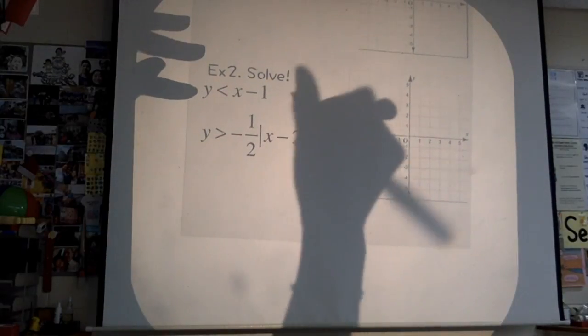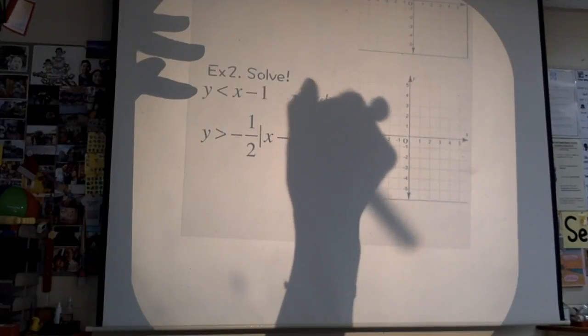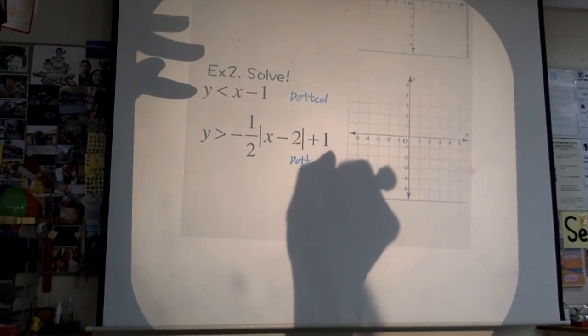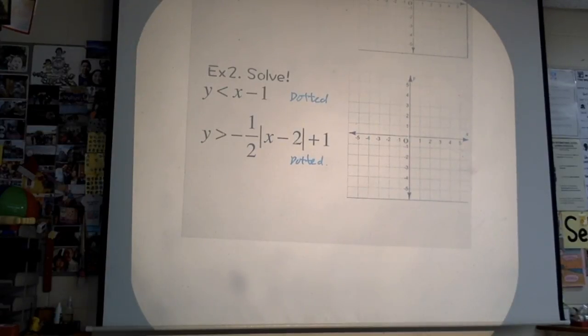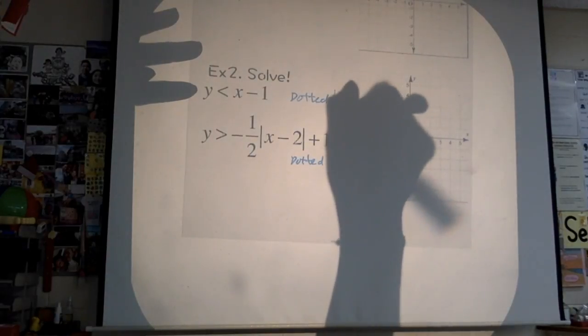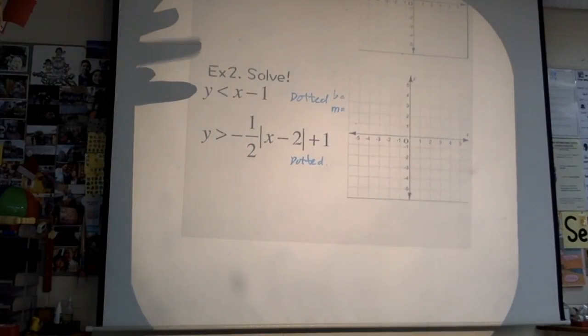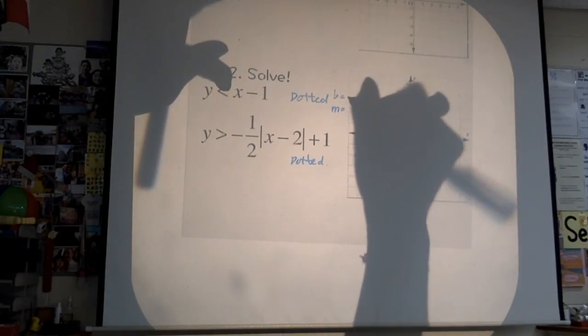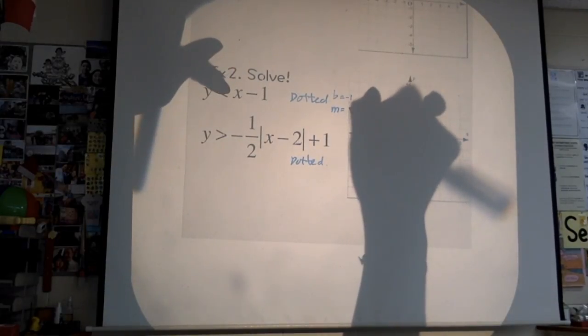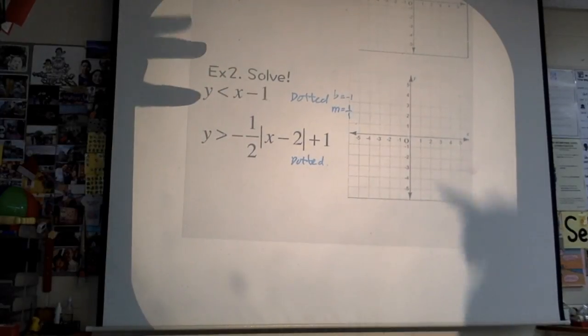So let's start with this one. This one's dotted, right? So dotted here as well. This is the same as a linear equation. Your y-intercept is -1, and your slope is +1/1. So let's go there and graph.